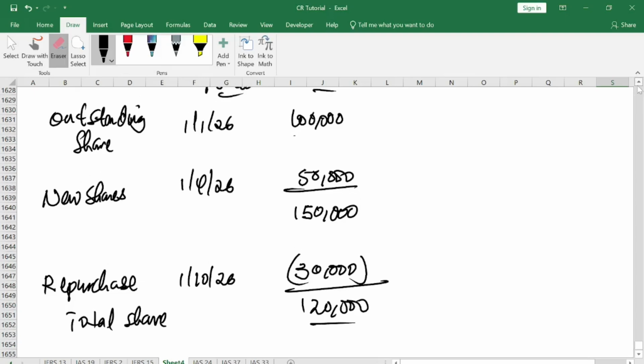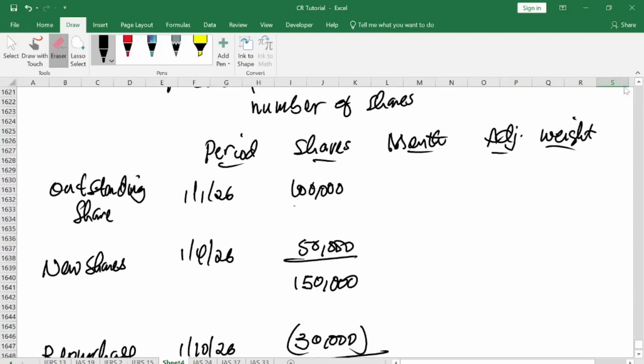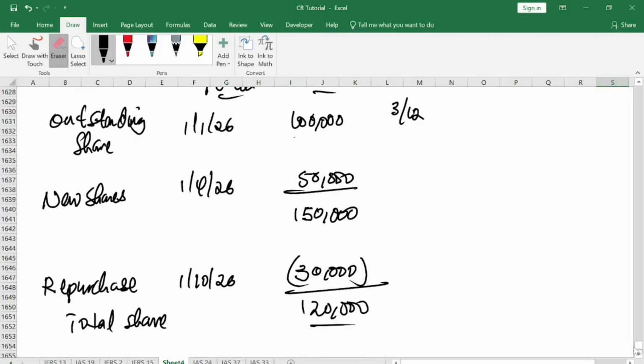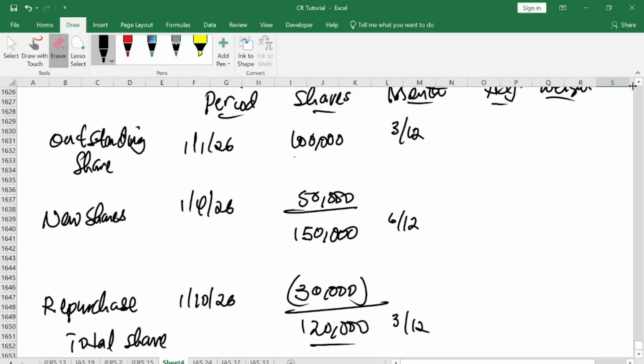Now, when you are done, then you do the apportionment. From 1st January to April 1st, it was 3 months. And then from April to October is how many months? April, May, June, July, August, September, which is 6 months. Now the balance left, which is outstanding, is how many months? From October to December is 3 months. So when you are done, as usual, you do the apportionment and then you weight it.